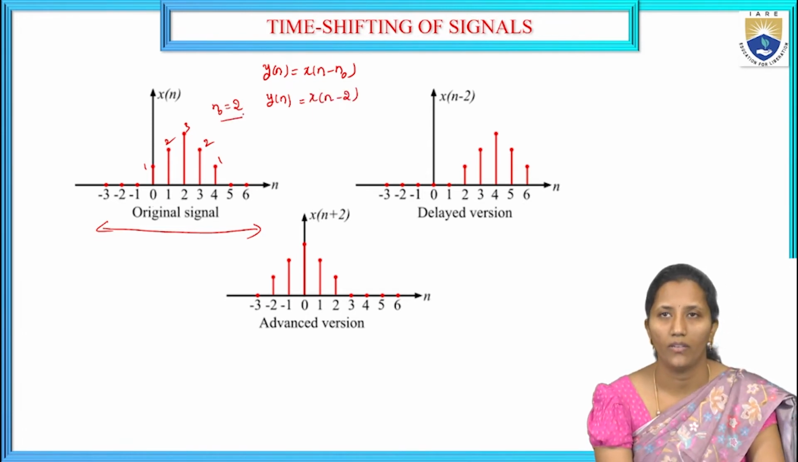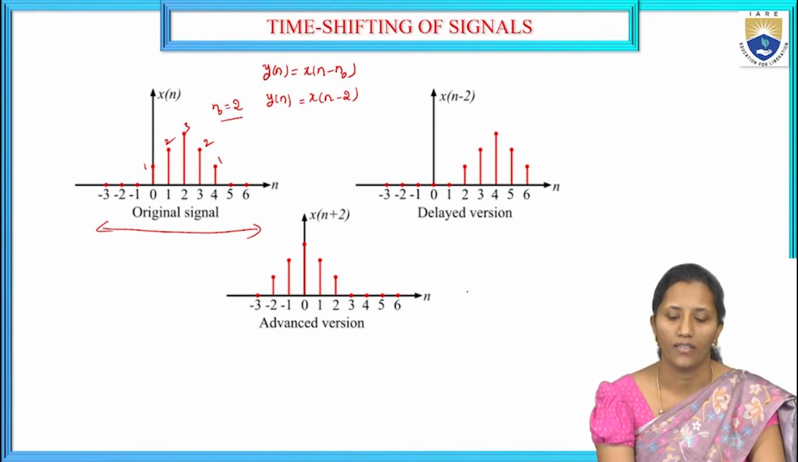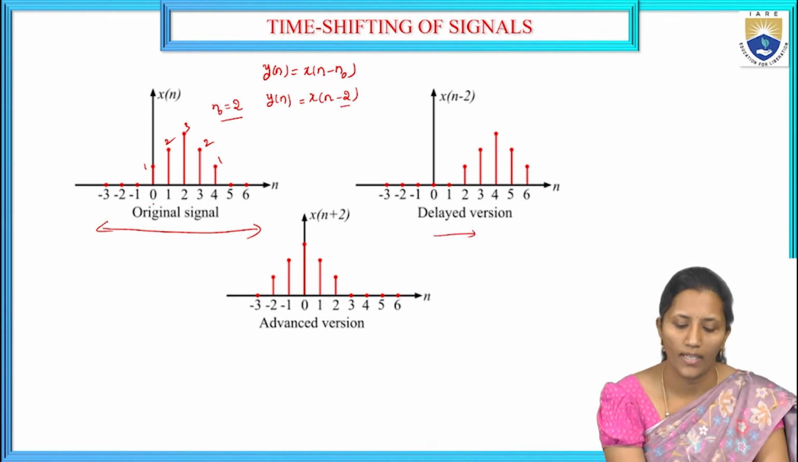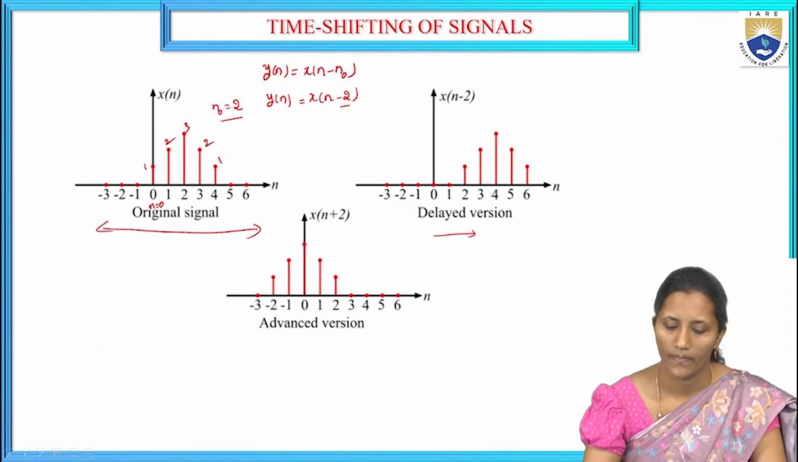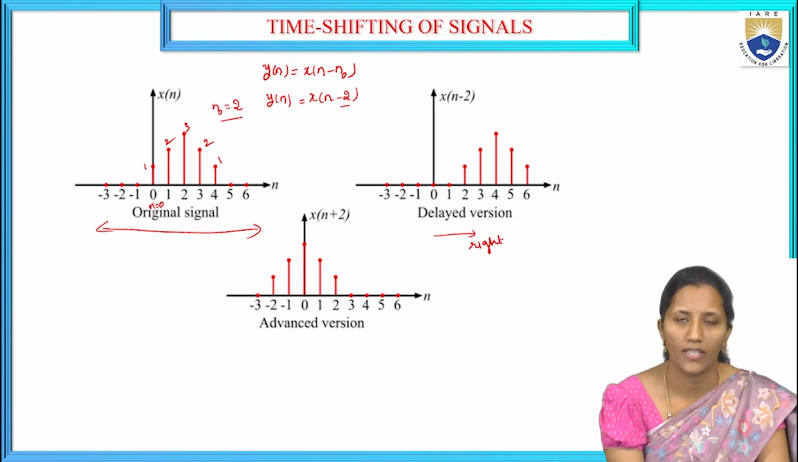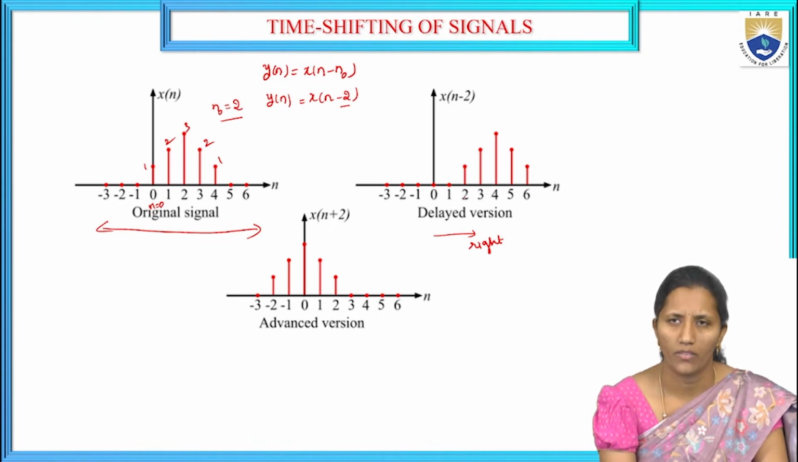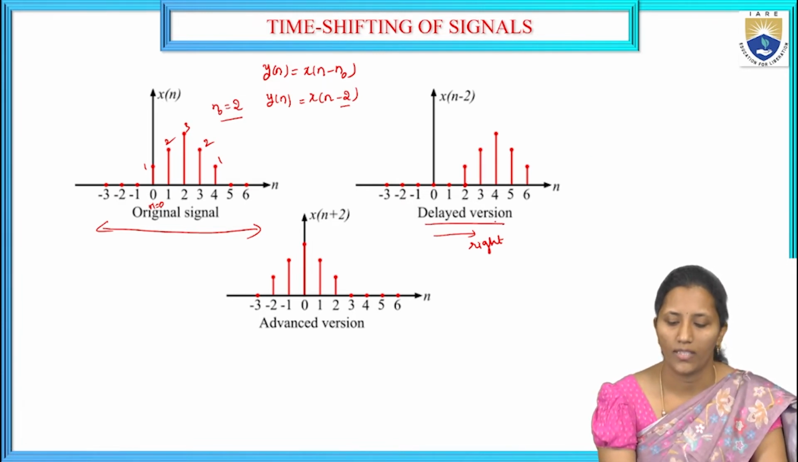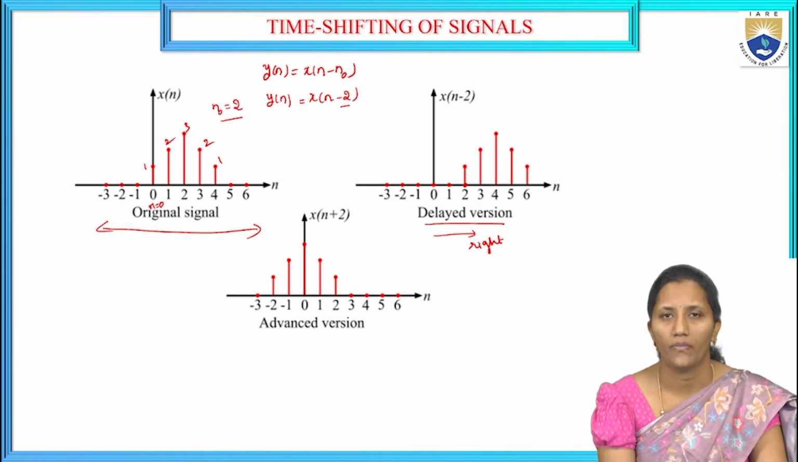If n naught is a positive value, then we are going to get the delayed signal of the original signal. That is nothing but the signal being shifted by n naught time units. See, here it is 2. The signal is starting from n equals 0, and that will be shifted by 2 time units to the right side. The original signal starts at n equals 0. For x of n minus 2, the signal starts from n equals 2. So this is the delayed version of the original signal, shifted by the n naught units, and here n naught is 2.